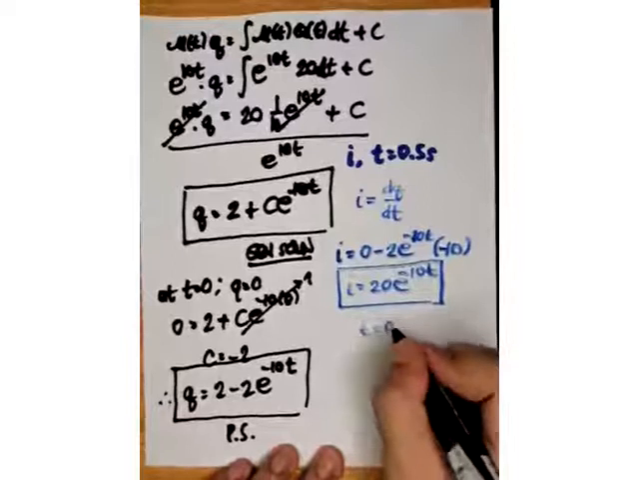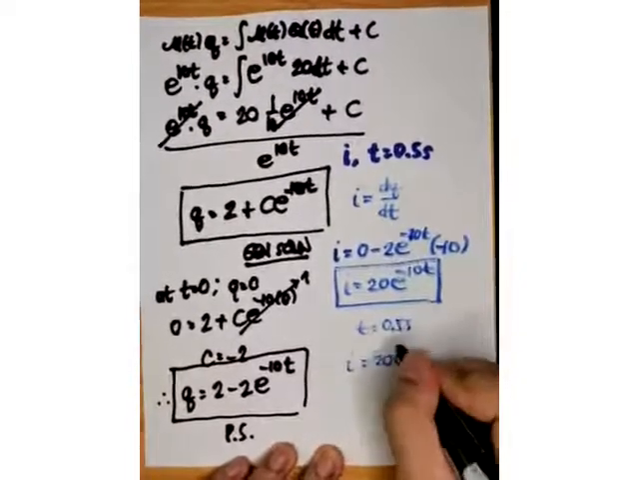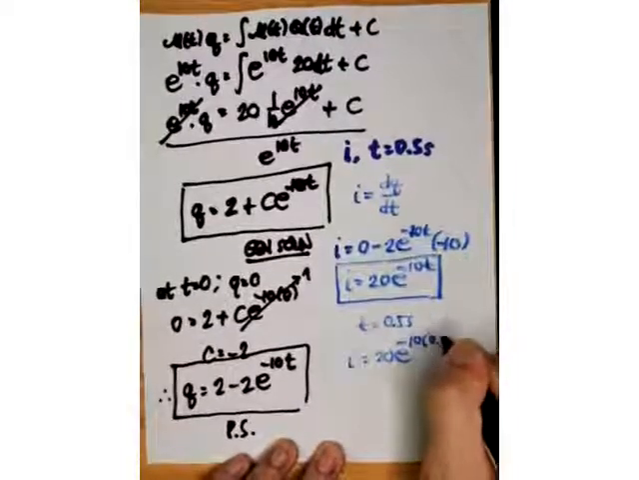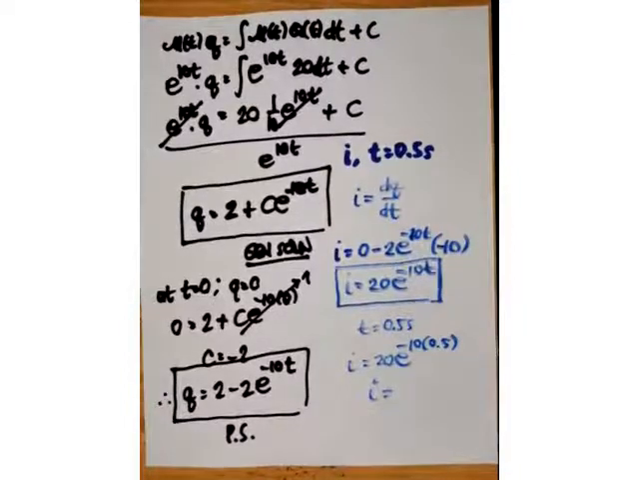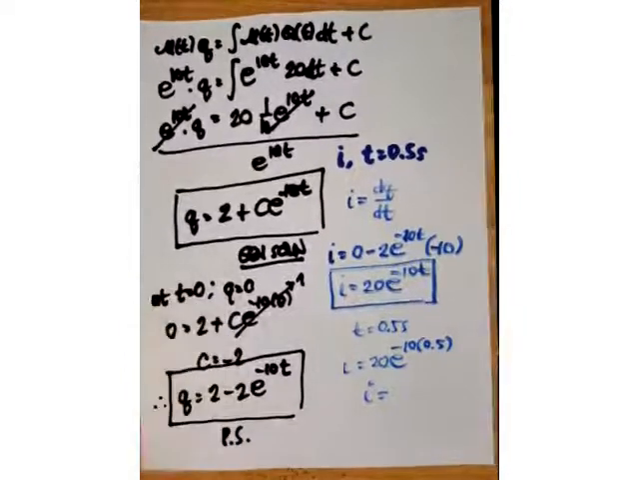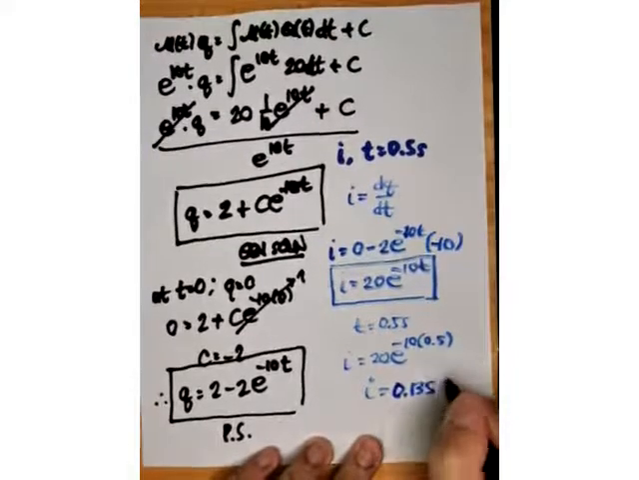So let's apply t is equal to 0.5 seconds. So I is equal to 20 e raised to negative 10 times 0.5. So what is the current? It is 0.135 ampere.